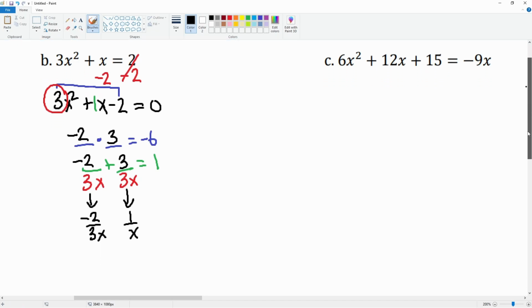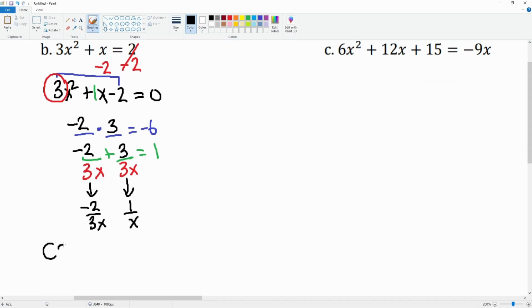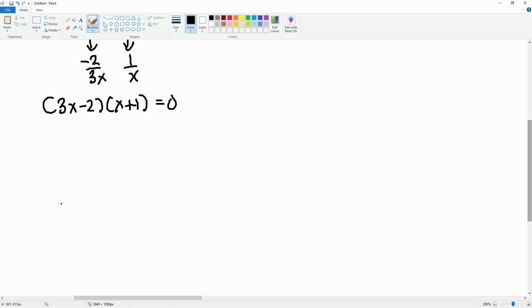All right, now we have to write it in the parentheses in factored form, which is 3x minus 2 and x plus 1. And we have to set that equal to 0. We can now get to the solution by setting each factor equal to 0. So 3x minus 2 is equal to 0, and x plus 1 is also equal to 0.